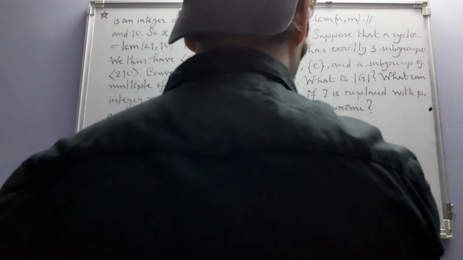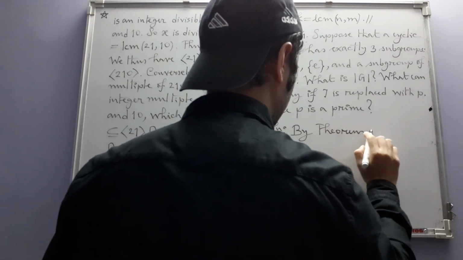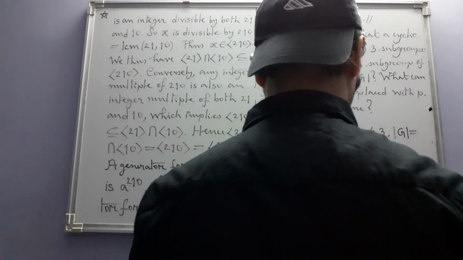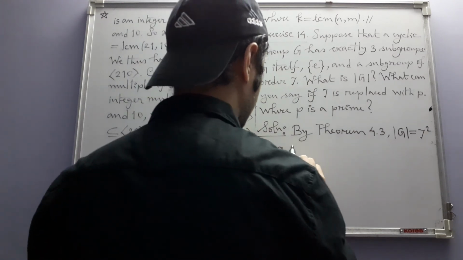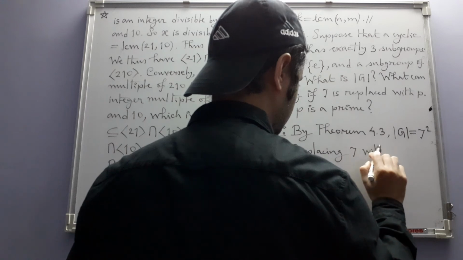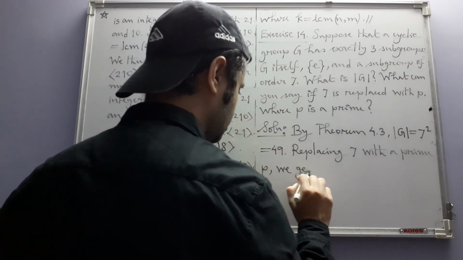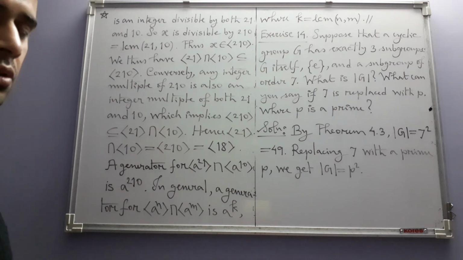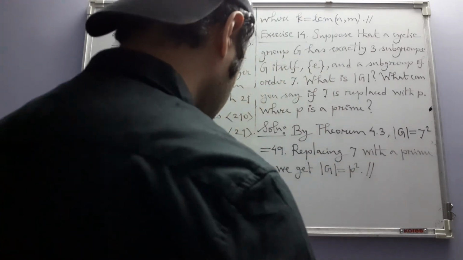And in the solution I will just simply write, by theorem 4.3, the order of G is equal to 7 squared, which is 49. Replacing 7 with a prime p, we get that this is equal to p squared. Exactly how theorem 4.3 implies this is left to you to figure out. Okay, so this is the 14th solution.